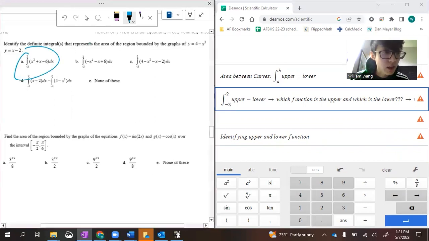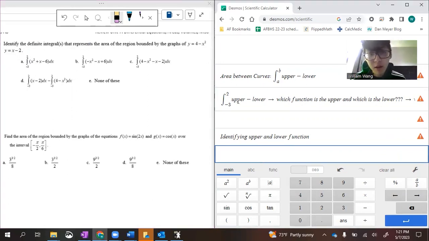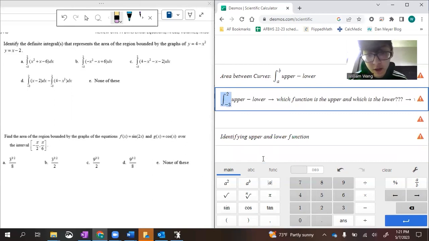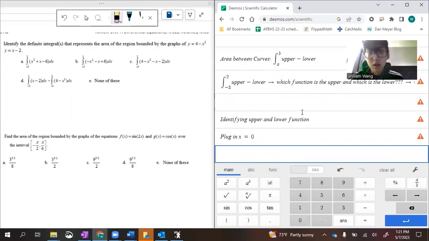Which actually, oh, that's great. Actually, if we're smart with our multiple choice, I could have probably assumed that, because look at all these answer choices. They're from -3 to 2. But anyway, to identify my upper and lower function, I'm going to choose a point between -3 and 2. Let's, for example, plug in x equals 0, right?